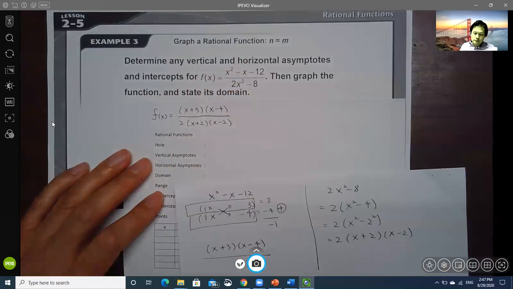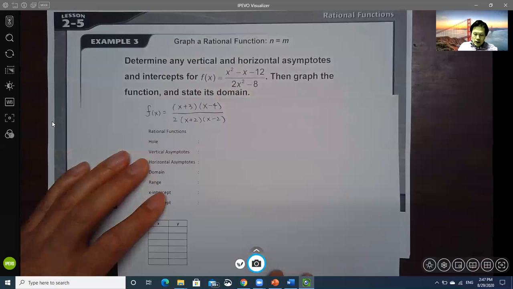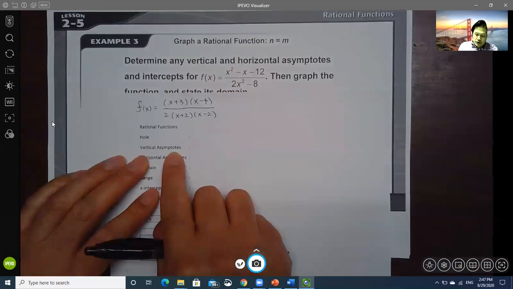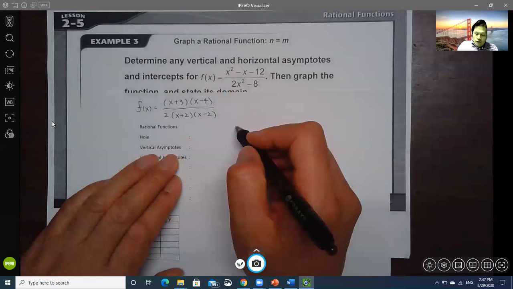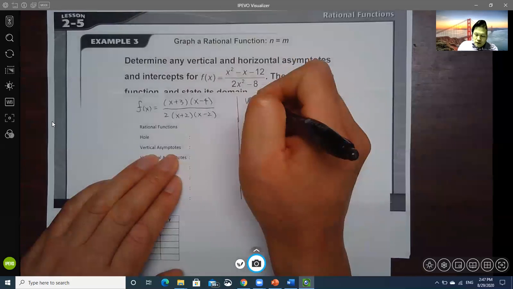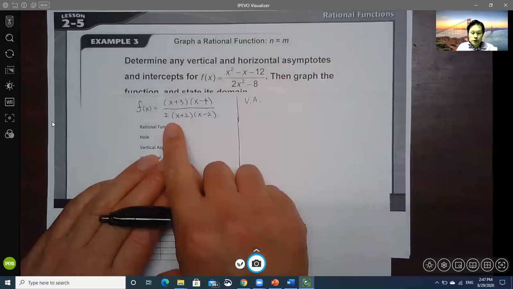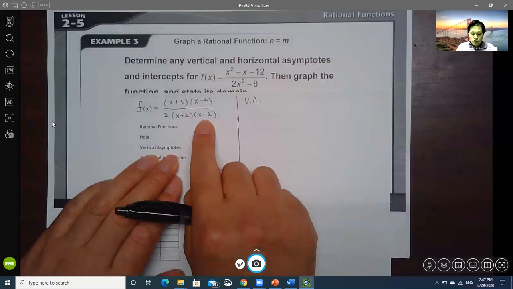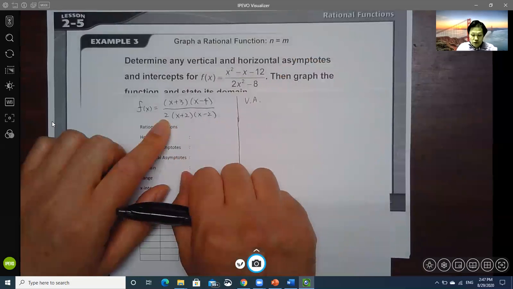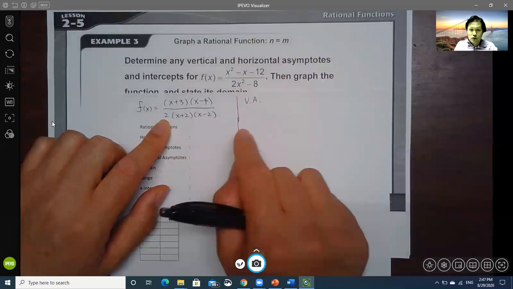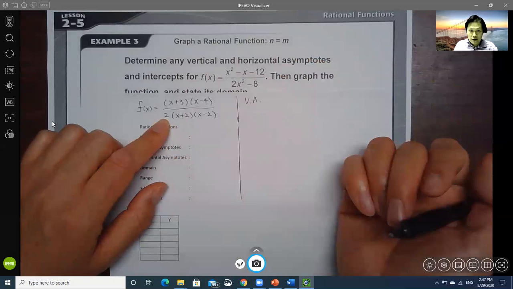Okay? Then what? I'm going to deal with the vertical asymptote first. Vertical asymptote is what? Let denominator equal to 0. 2 equal to 0, you can set that up. Is 2 equal to 0? No. You're not going to get anything from there.